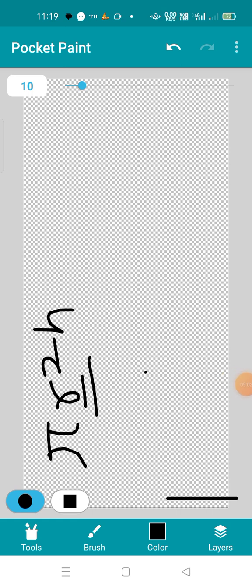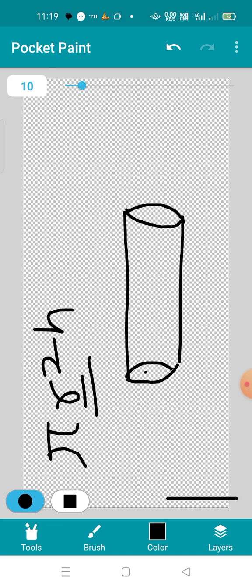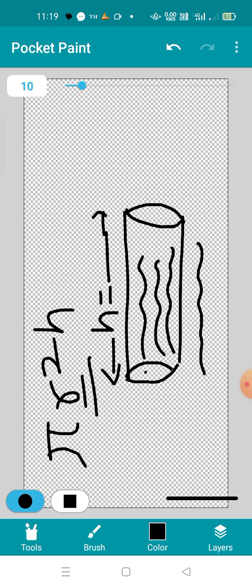But what we don't know here is the height of the cylinder. Let's concentrate on the cylindrical shape here, the pipe. This is the height of the cylinder, from here to here. Water will flow through this pipe. So this is nothing but the length covered by the water as it is flowing through the pipe. That is also equal to the height. If it is horizontal, we call it length.